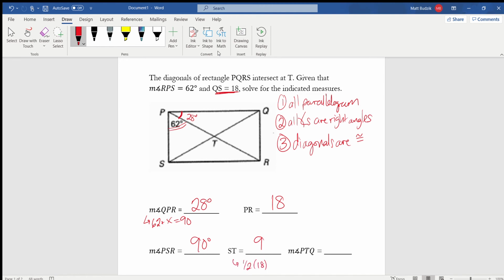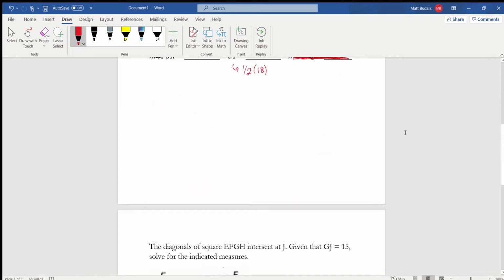And then if I want to know what's PTQ, remember we did not do this example, so you do not have to worry about that. That's getting into isosceles triangles, and we're not going to touch that. Okay, so there's rectangle. Let's get to square.